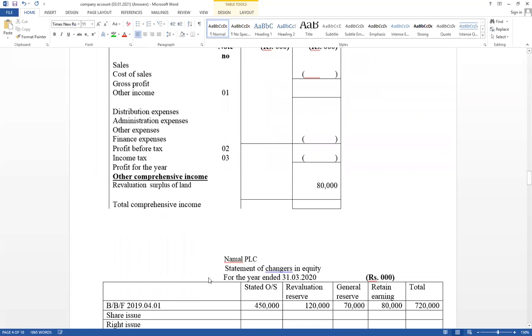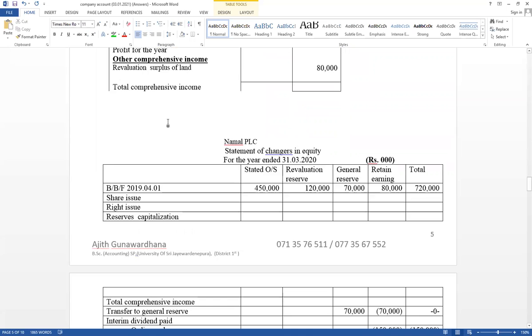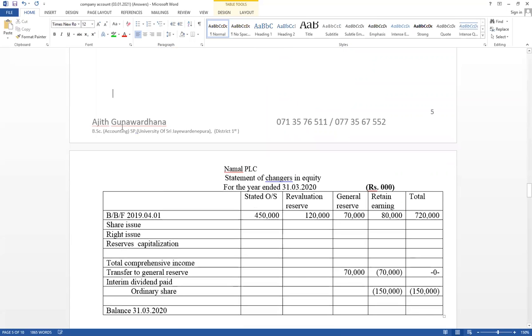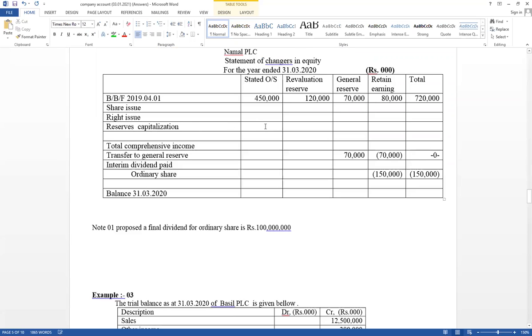In the statement of changes in equity, as a reserves capitalization, in this line ordinary shares increased by 90,000 and retained earnings decreased by 90,000. This is the way you record it. It does not affect the total column. Net impact for the total column is 0.